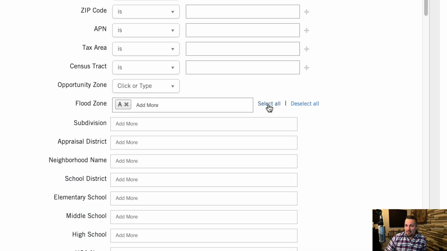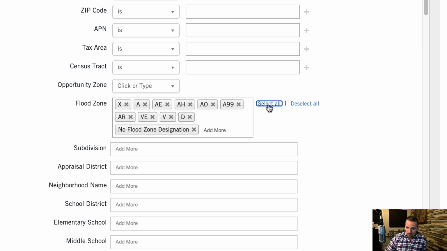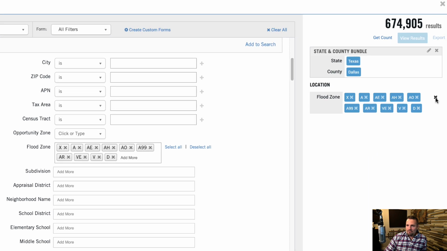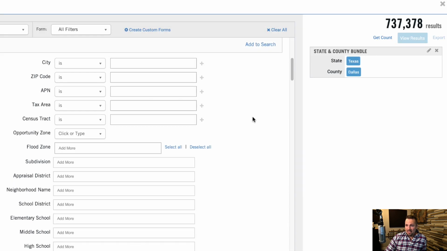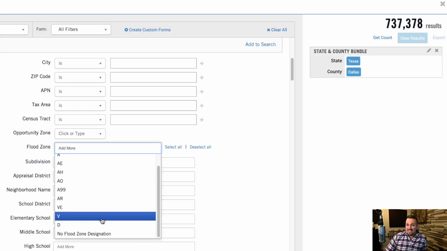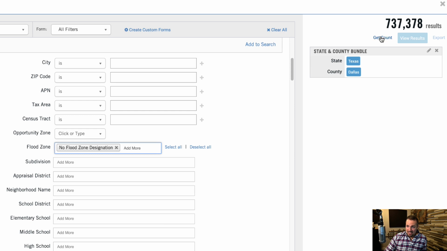And we also have the option of selecting all of these. So if we want to have just literally anything that's in a flood zone, we can do that. And you'll also notice this one right here that says no flood zone designation. So that is basically synonymous with if we just didn't select anything at all. So if we go ahead and remove these all together and click get count again, we can see the total number in there. If I select no flood zone designation and click get count again, we have the exact same number. So I almost don't even know why they have that in there, because it basically just says don't use this filter. In which case, just don't use the filter.